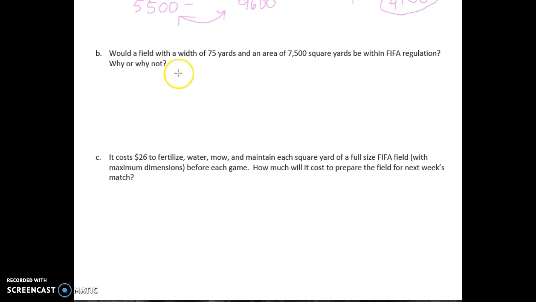Why or why not? And so we know that if we have to go width times length, our width is 75. We're multiplying by something, and we end up with 75 and 2 zeros, right? If that's the result, what do you multiply 75 by to get those 2 extra zeros? You're multiplying it by 100, right? Because 1 times 75 gets you your 75, and you bring your 2 zeros over.